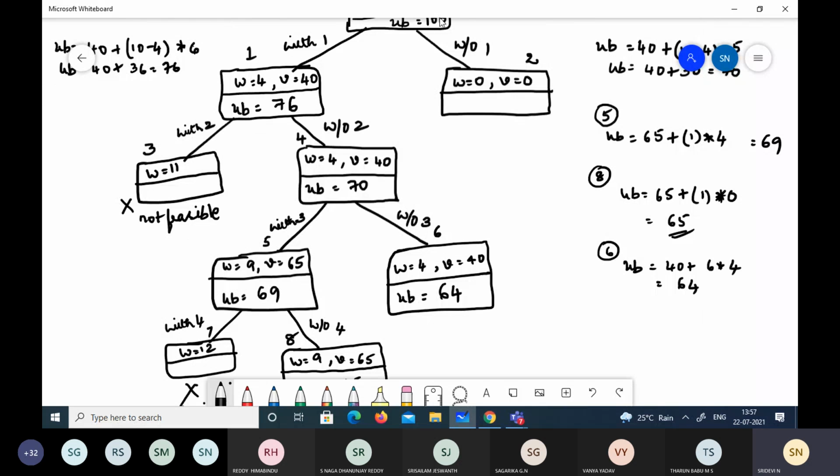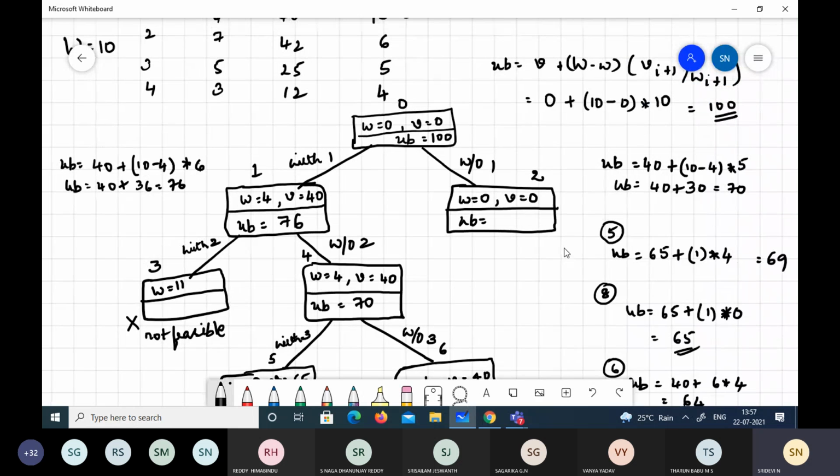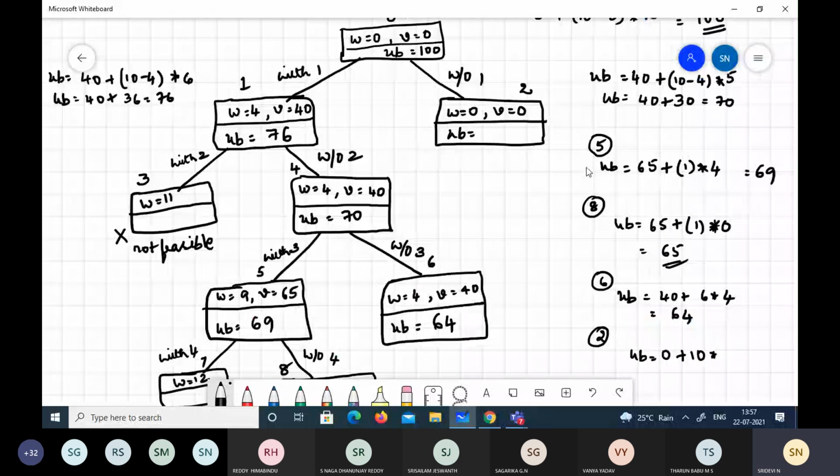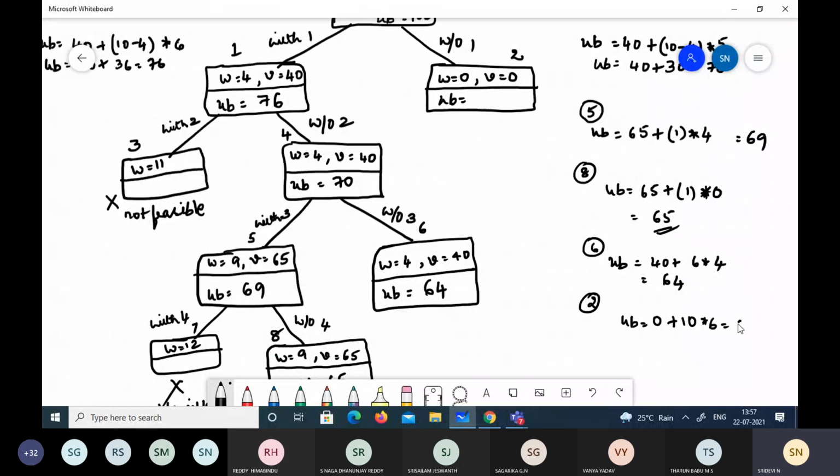Again we'll backtrack and check. When it comes here, what's the upper bound for this node 2? If we calculate the upper bound for node 2, we have the profit as 0 plus weight is still 10 into the next payoff, the best payoff is 6, into 6. So this will be 60.